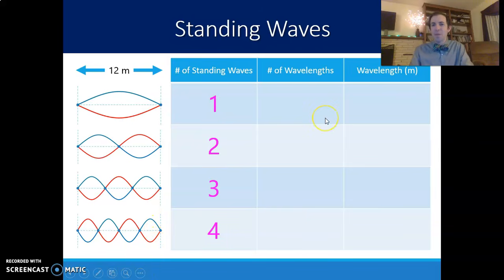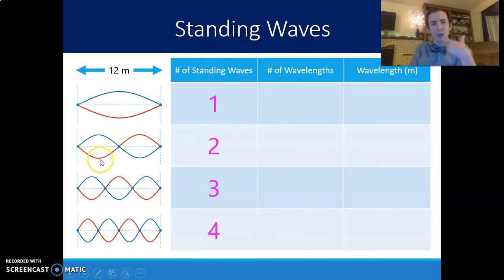Okay, if we look at the number of wavelengths, this is a slightly different question. And this is honestly one of the hardest parts of this topic, talking about number of wavelengths. We need to remember that this picture isn't actually all happening at once. If you were to take a picture of someone producing a standing wave, you would actually only see one of these colors at a time. So you'd see only the blue part or only the red part. It's oscillating back and forth between these positions.